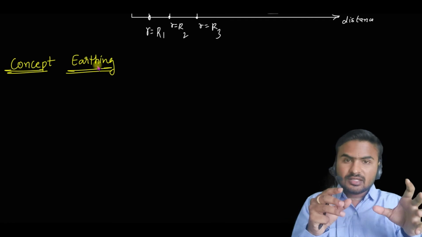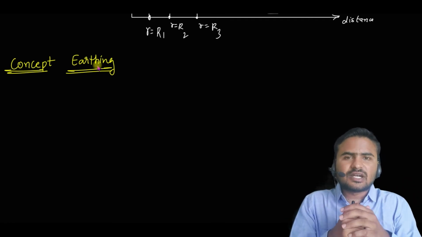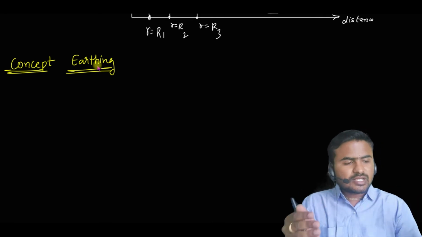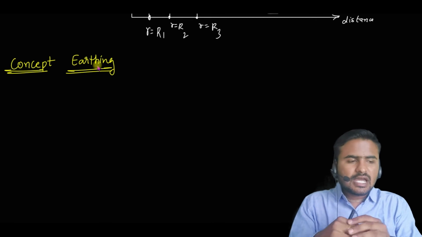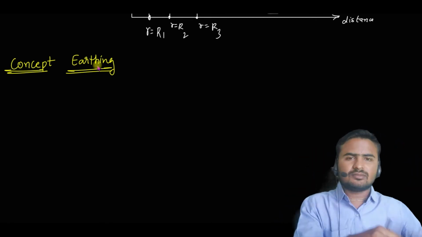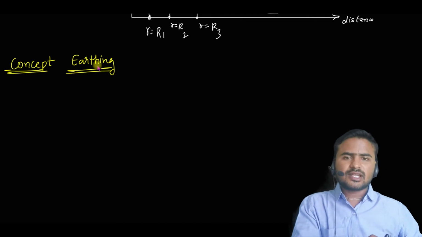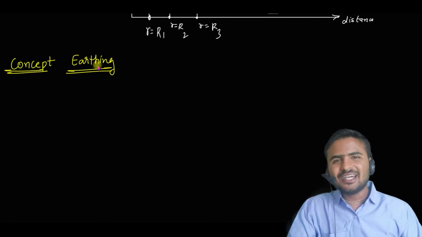Remember, earth acts as a source of charge as well as a sink of charge. Source of a charge means what? You can take out as many electrons as you want from the earth, and nothing will happen to the charge of the earth. Or if you want to dump electrons to it, you can keep on dumping them. That means it acts as a sink. Nothing will happen to the charge of the earth.